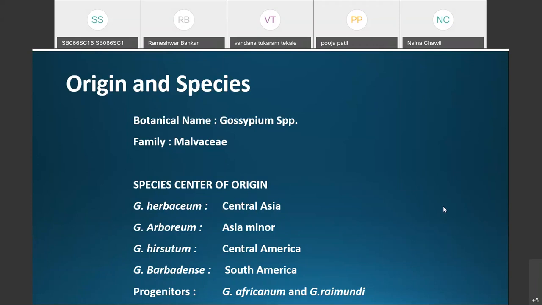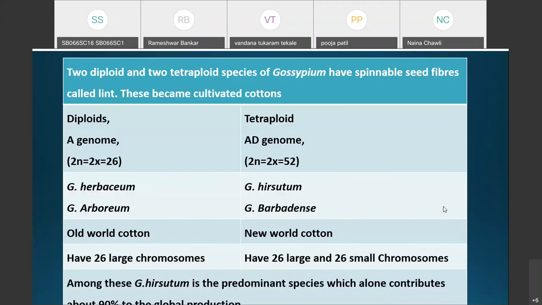The generic name of the cotton plant is Gossypium, and there are four species cultivated on the commercial scale: Gossypium herbaceum, Gossypium arboreum, Gossypium hirsutum and Gossypium barbadense. Two diploid and two tetraploid species of Gossypium have spinnable seed fibers, and these are called lint.